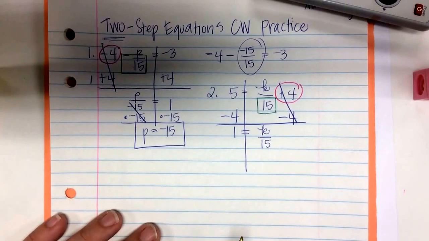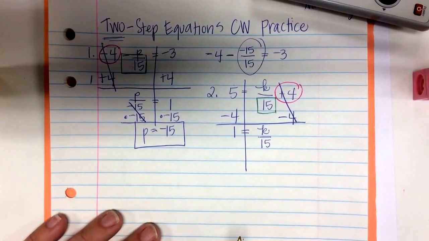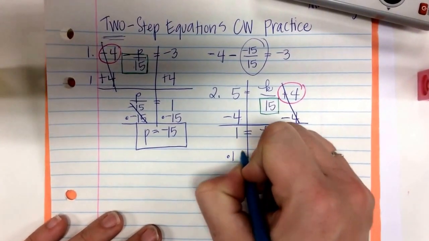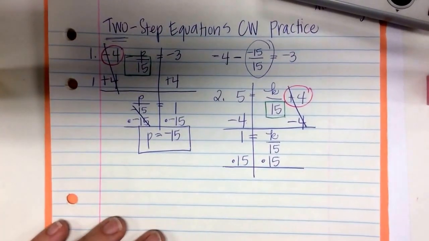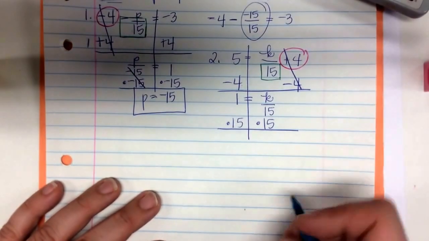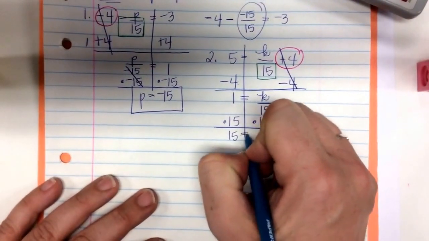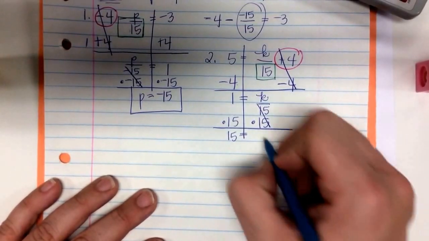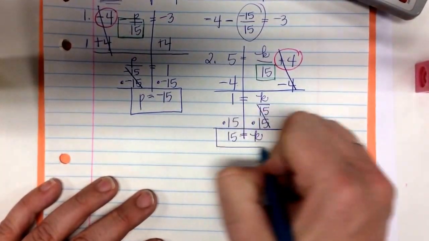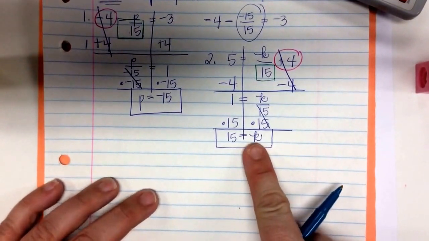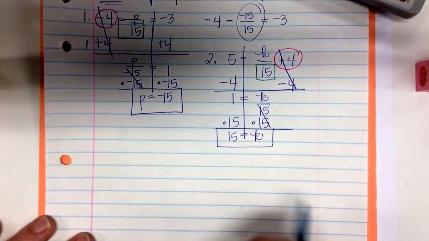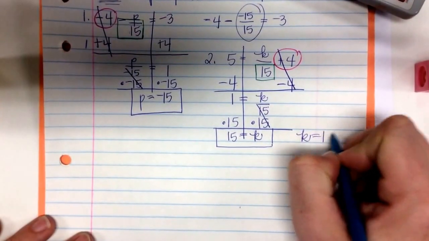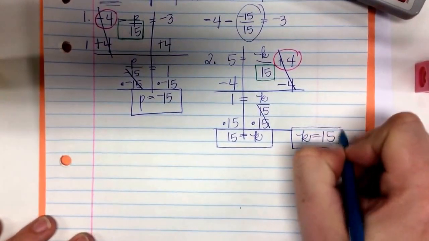What's the inverse operation? Multiply times 15. 1 times 15 is 15. My 15's disappear, and on the right side, I'm left with K. That's a good answer. What's a better way of writing it? Variable first.